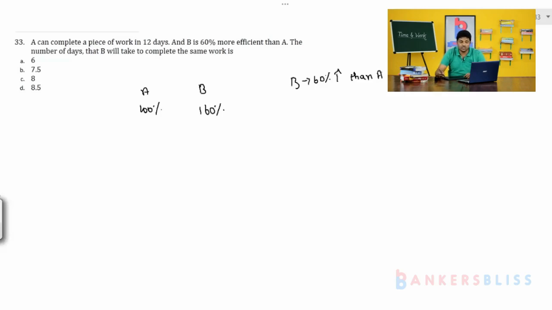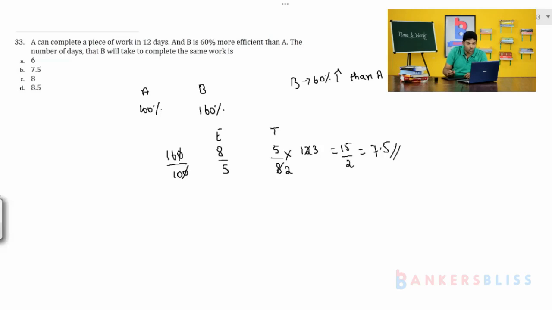So therefore 160%. So what is the efficiency ratio? That is 160 by 100, that is 16 by 10. 16 by 10 means 8 by 5. So efficiency is 8 by 5. Then how about the time period? Time period is inversely proportional to the efficiency. Then time period will be 5 by 8 of the original time, that is 12 days. So 4 2s are 8, 4 3s are 12, that is 15 by 2, which is equal to 7.5. Option B is the right answer.